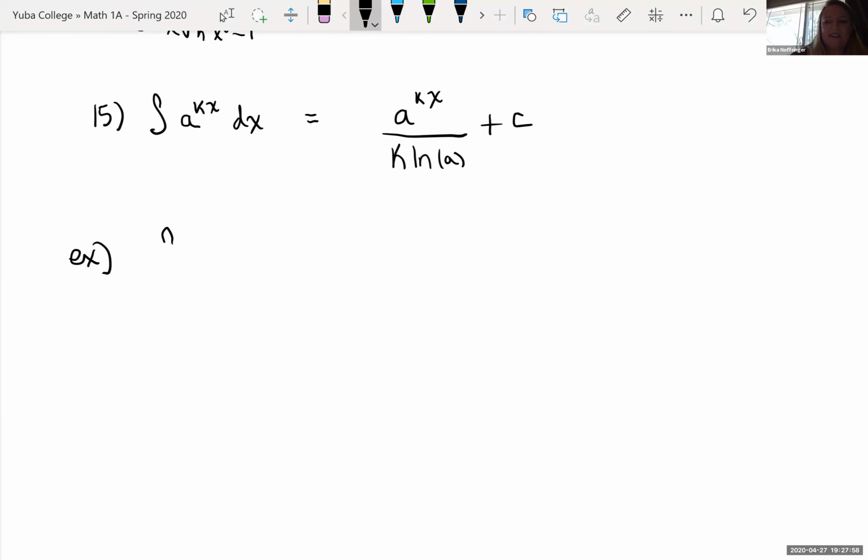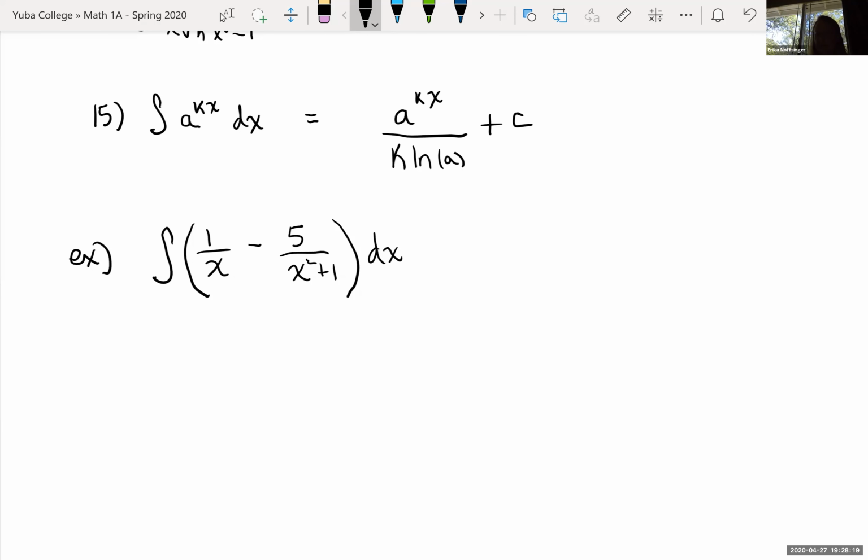So for instance, if I have the antiderivative of 1 over x minus 5 over x squared plus 1, I need parentheses around that whole integrand, and then I need to put that d and whatever variable I'm integrating with respect to, so I have to have a dx there. Right now I have a problem. I don't know how to integrate that negative 5 over x squared plus 1. But by rewriting the problem, I noticed that it is looking like one of the trig ones.